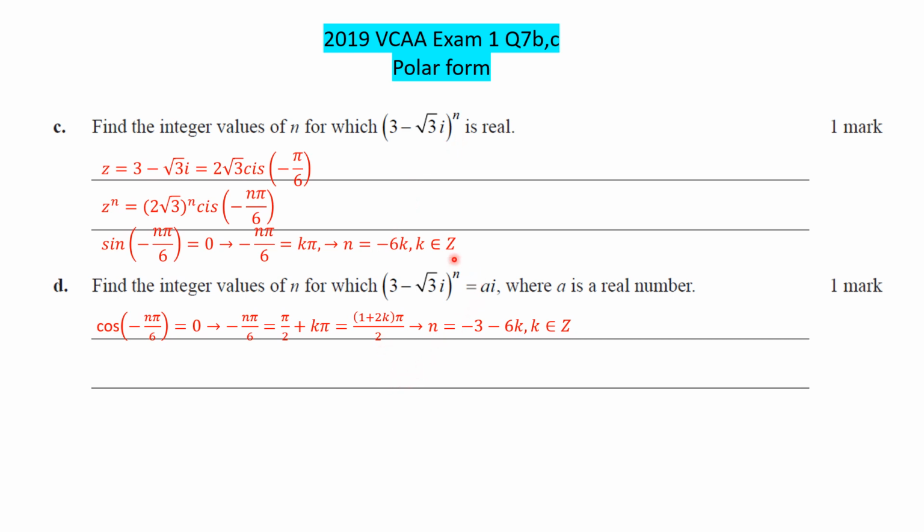For the next part, this one is just another way of saying you want the result to be imaginary. So this time you want to set the real part to be 0. For cosine of some angle to be 0, the angle is pi on 2, 3 pi on 2, and so on. So basically you want to add a multiple of pi to pi on 2, and then you solve for n.